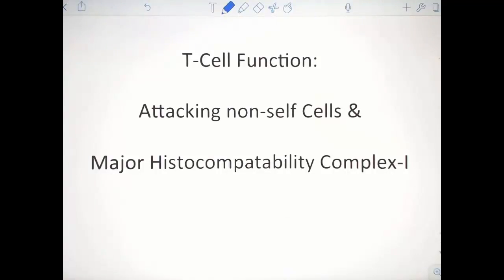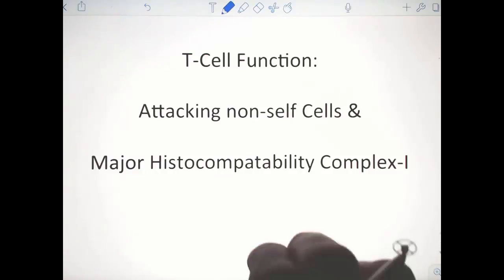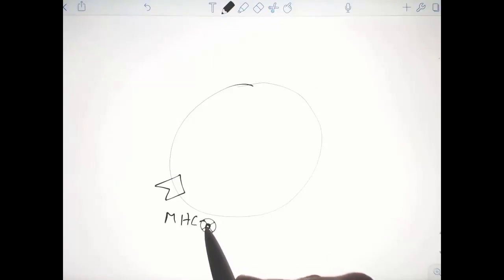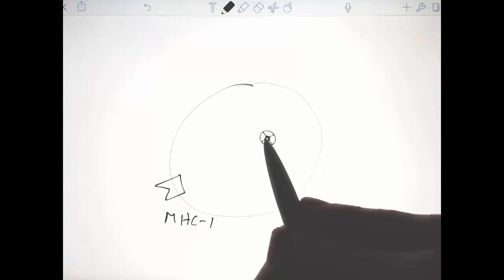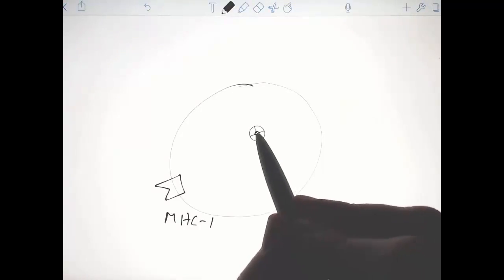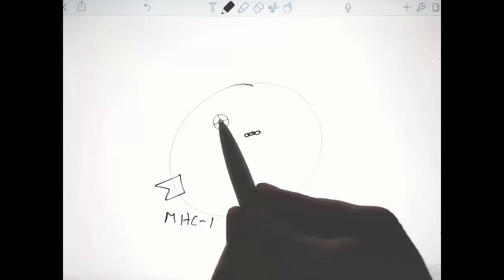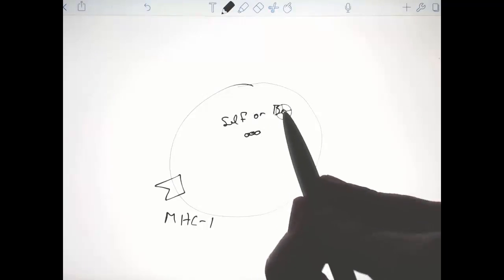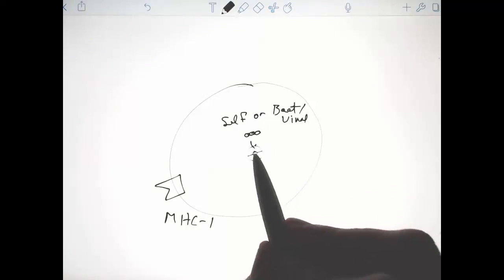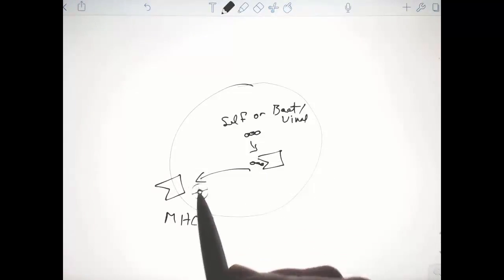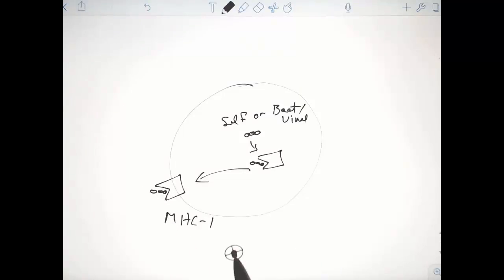How do T cells attack non-self cells, and how is the major histocompatibility complex involved? All cells in a vertebrate express MHC class I protein, and the MHC class I protein has a function to present evidence of what's going on inside the cell. So fragments of molecules inside the cell, which could be self or bacterial or viral, get loaded into MHC class 1s, and then those get moved to the surface where they present the antigen.